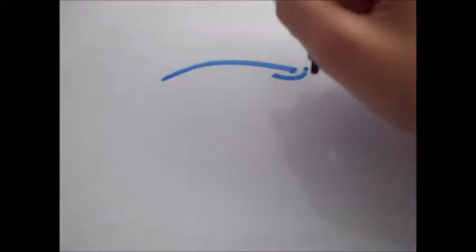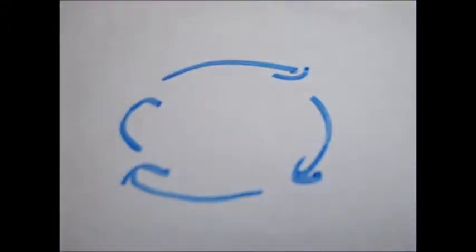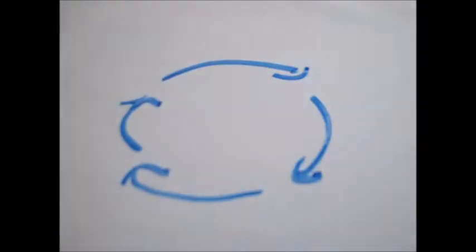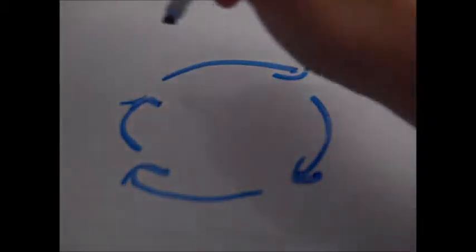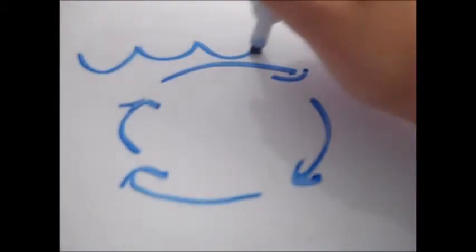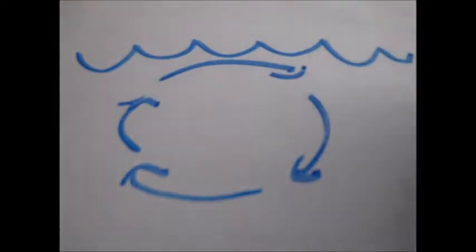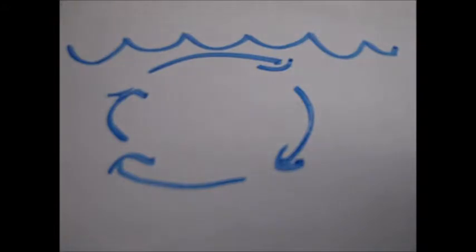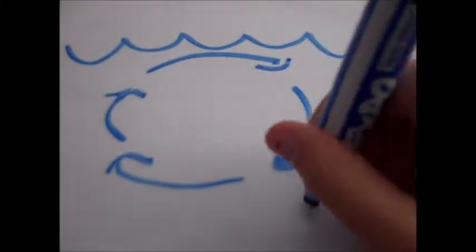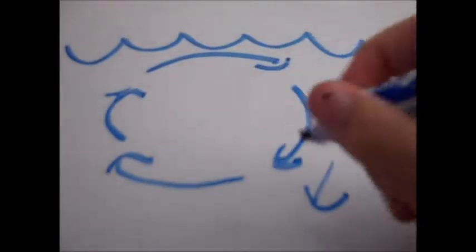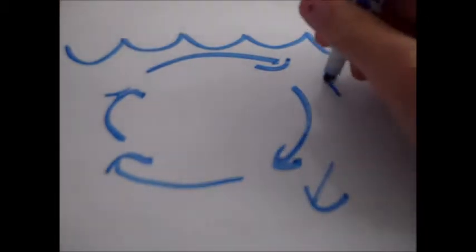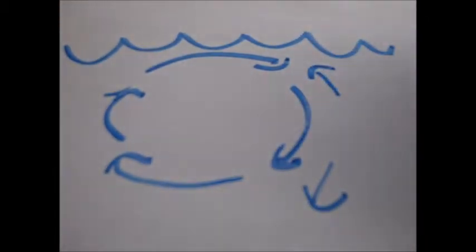Another place where convection currents are present is in the hydrosphere. The hydrosphere is made up of all of the water on Earth. Convection currents in the ocean are not only caused by temperature, but also by salinity, which is how much salt is in the water. The coldest, most salty water will be on the bottom, while the warmest, least salty water will be on the top.